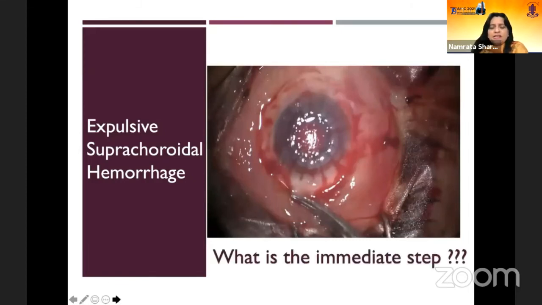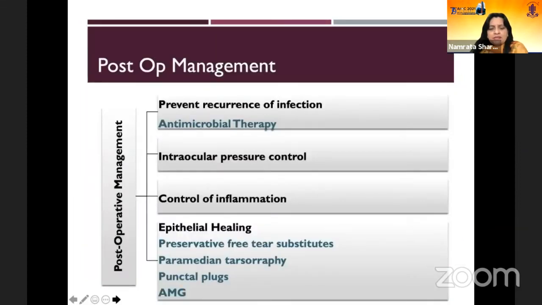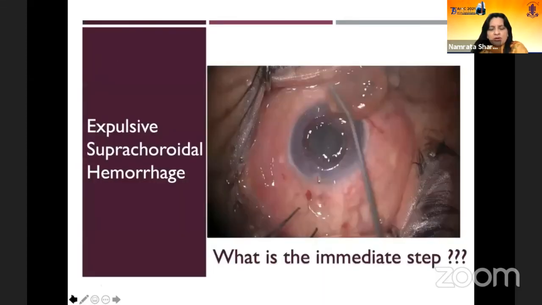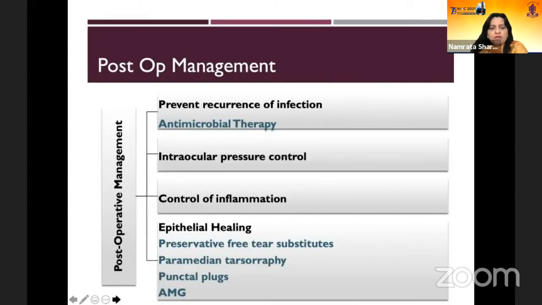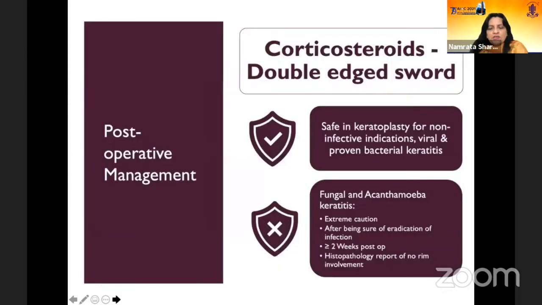So what is the immediate step in this? The immediate step in this would be that you have to put a thumb there so that nothing comes out, and try to suture the graft as fast as possible. Because for the post-op management, you need to give antimicrobial therapy depending upon what the organism is. The intraocular pressure needs to be controlled, control the inflammation. Epithelial healing should be encouraged with preservative-free lubricants.